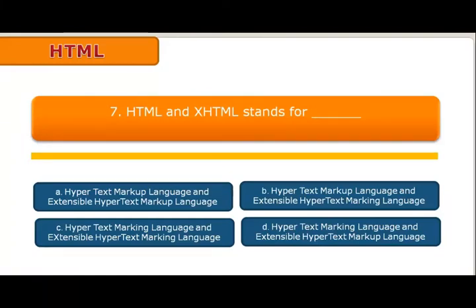Question number 7. HTML and XHTML stand for: A. Hypertext markup language and extensible hypertext markup language. B. Hypertext markup language and extensible hypertext marking language. C. Hypertext marking language and accessible text marking language. D. Hypertext marking language and accessible hypertext markup language. The answer is A. HTML stands for hypertext markup language and XHTML stands for extensible hypertext markup language.